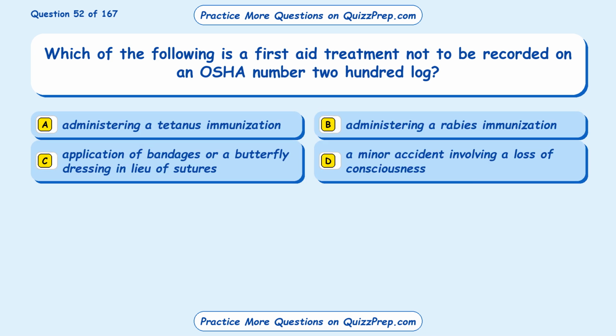Question 52. Which of the following is a first aid treatment not to be recorded on an OSHA number 200 log? Option A, administering a tetanus immunization. Option B, administering a rabies immunization. Option C, application of bandages or a butterfly dressing in lieu of sutures. Option D, a minor accident involving a loss of consciousness.